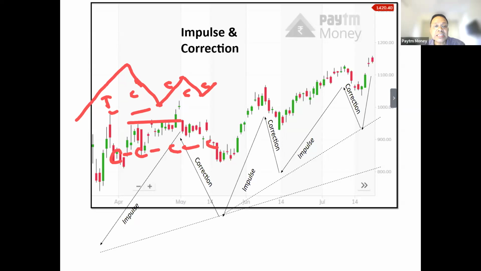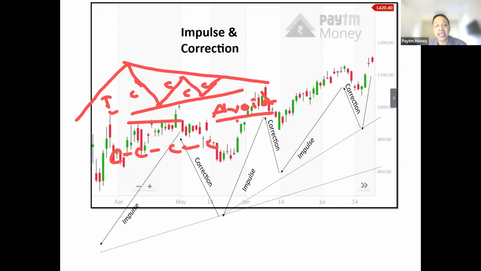So it means it is creating a contracting triangle. Okay, so this is how it works. The moment you see a contracting triangle, when the price is inside the triangle, it's better to avoid trading, avoid buying, because the breakout could be on either side. It could be on the upside or it could be on the downside. So your trade comes only after breaking out from the triangle.